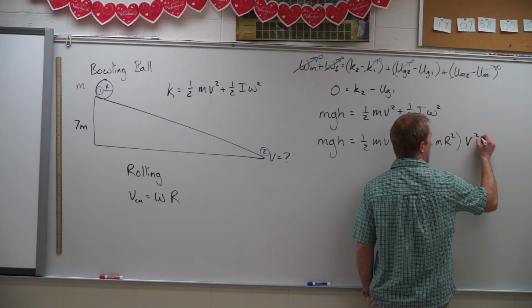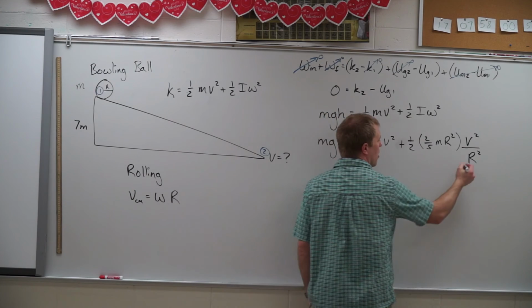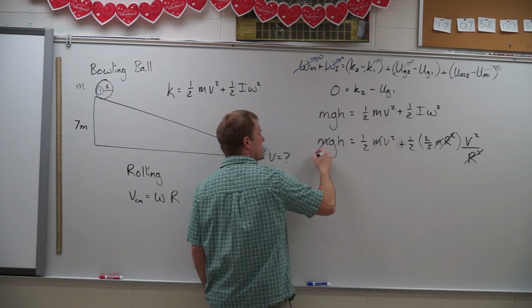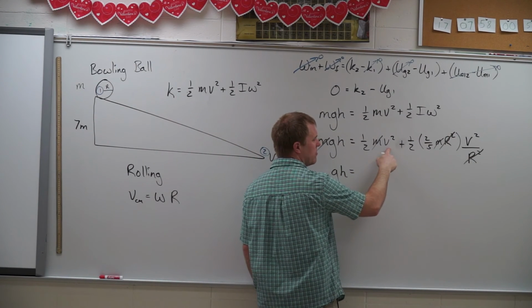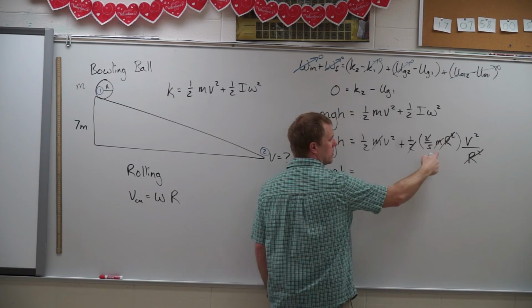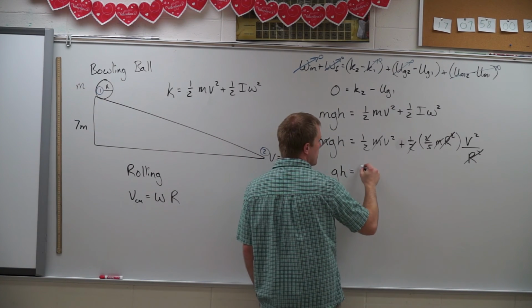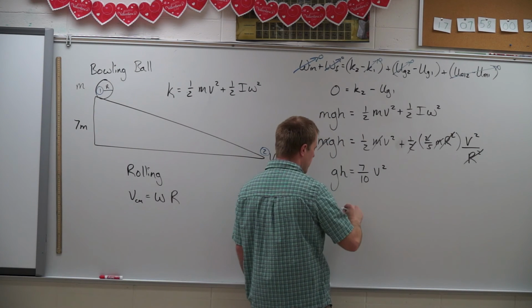And you're going to see why we want to do this as soon as we write it out, because now my r squareds cancel. My m's also cancel. And so I have gh is equal to 1/2 v squared plus 1/5 v squared. And 1/2 plus 1/5 is going to be 7/10 v squared. And so I can solve for v.